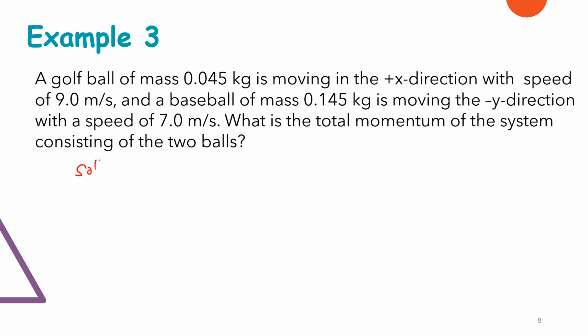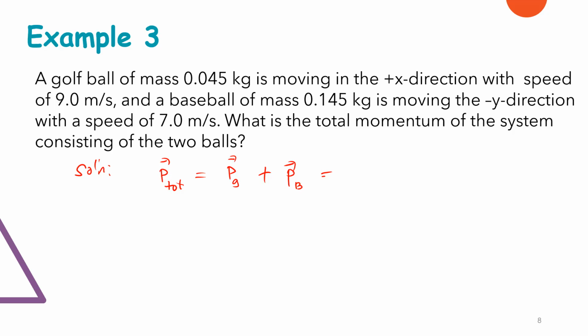So, solution. The total momentum of the system consisting of the two balls is you just have to add these two momentums. The momentum of the golf ball, I call that PG, plus the momentum of the baseball. Take note, momentum is a vector, so you need to consider the direction in adding these two quantities.